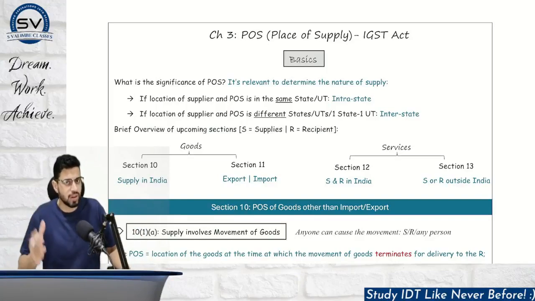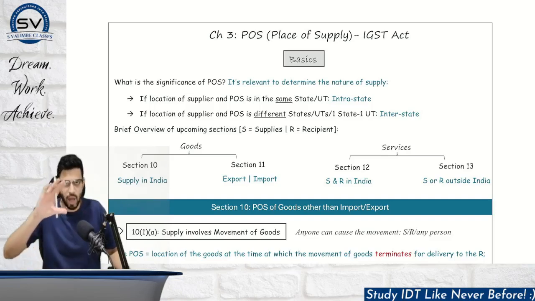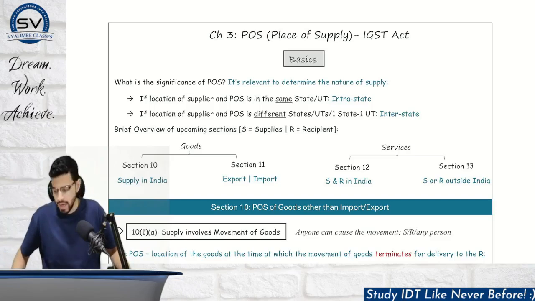In continuation to our revision series that is happening in complete English, we are going to talk about chapter number 3, that is your place of supply. Chapter number 1 and chapter number 2 have been uploaded. A separate playlist has been created. Ensure you're watching those before moving on to next chapters. And let's start with place of supply.